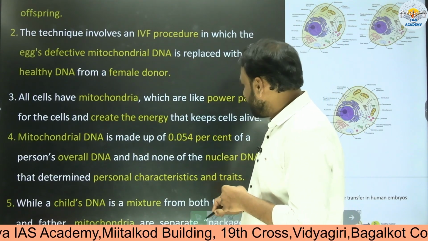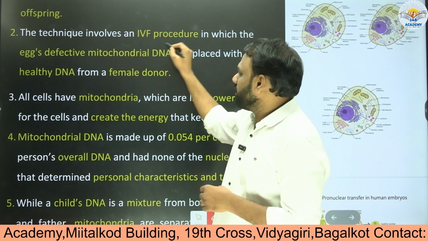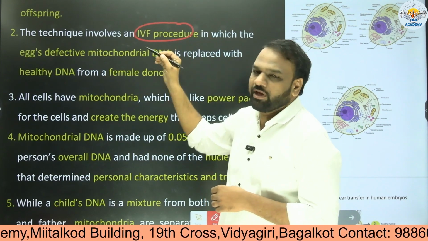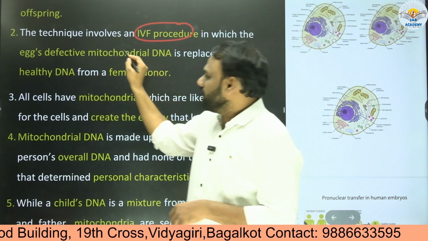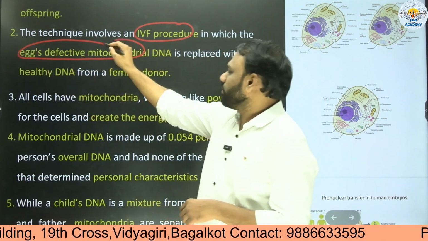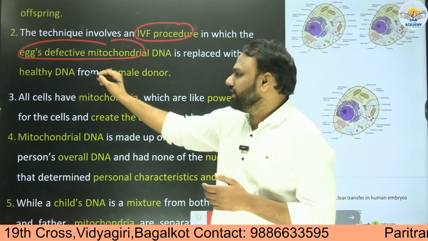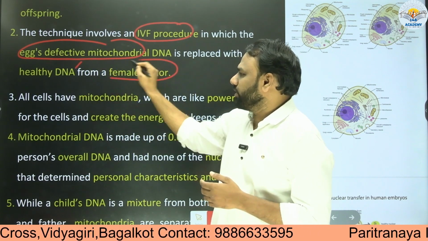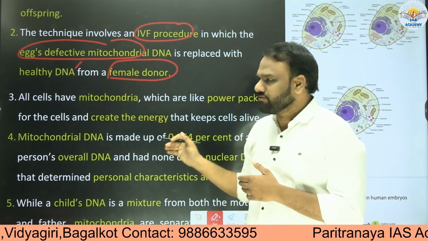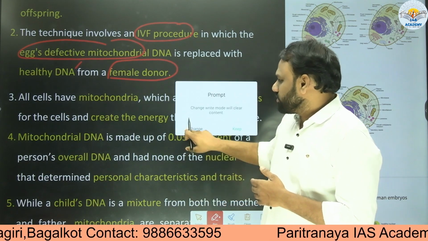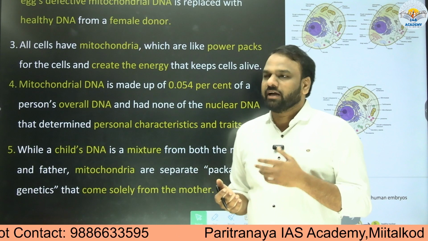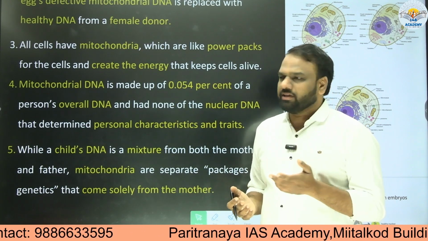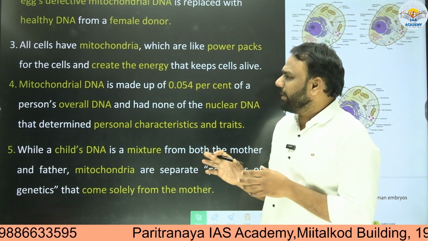So here in this technique we use the IVF procedure. So already we have discussed the IVF procedure, so you can visit our video related to it. So here the defective mitochondrial DNA is replaced with healthy DNA from a female donor. How it exactly happens in these techniques we shall discuss later on. So in this context, as a cell consists of multiple entities like nucleus, mitochondria and many other things, now we'll be focusing on only mitochondria.